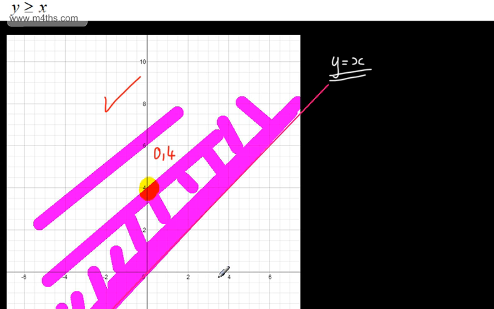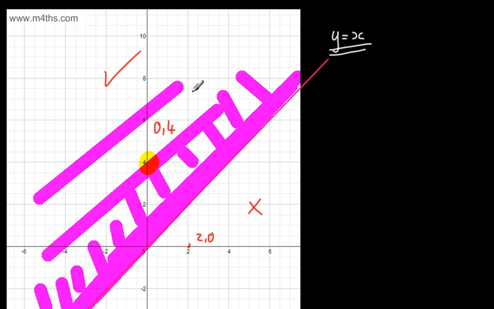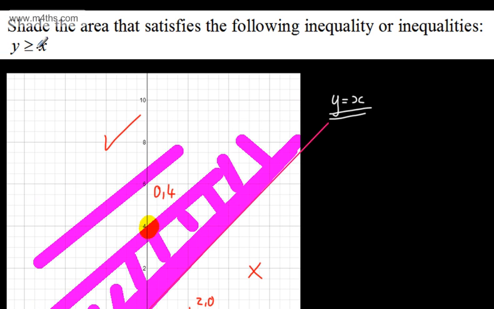Now if I tested this one right here, this is 2, 0. So if I think to myself, is the y coordinate at least the same size as the x coordinate? Well, clearly it's not, it's less. So I would not have this particular region here. So it's all values above the line. So that's now y is equal to or greater than x.